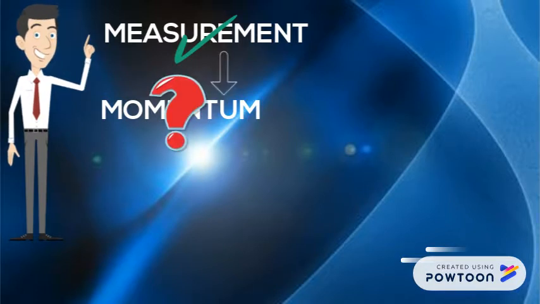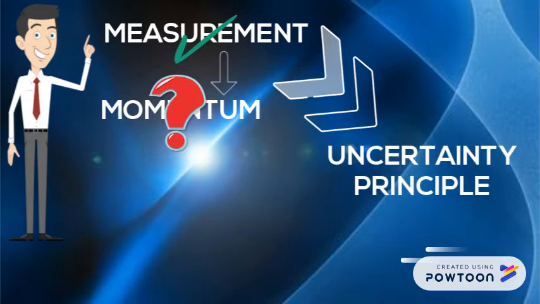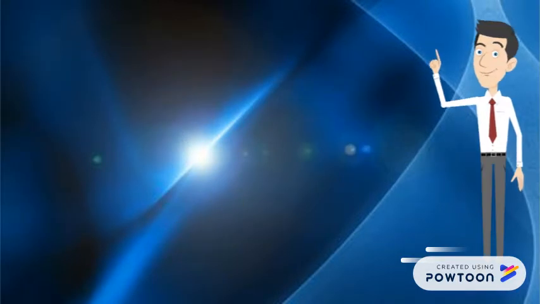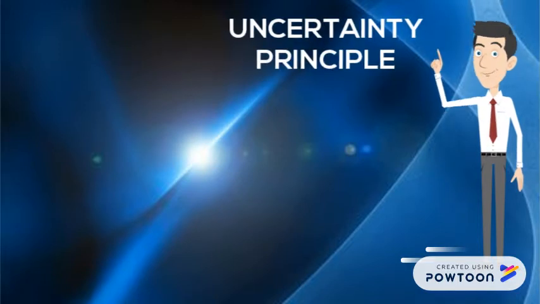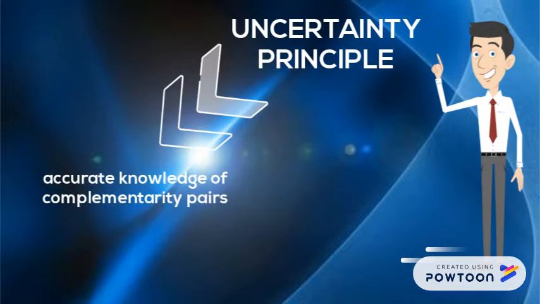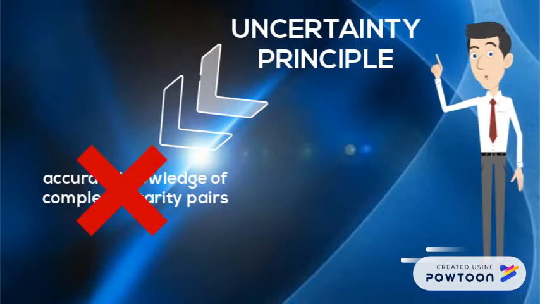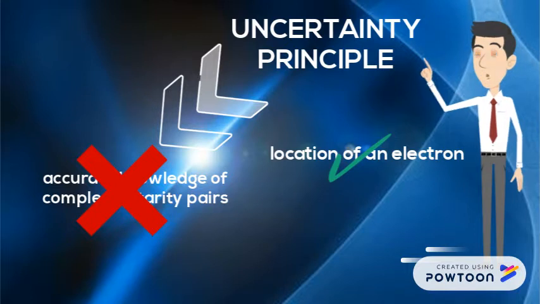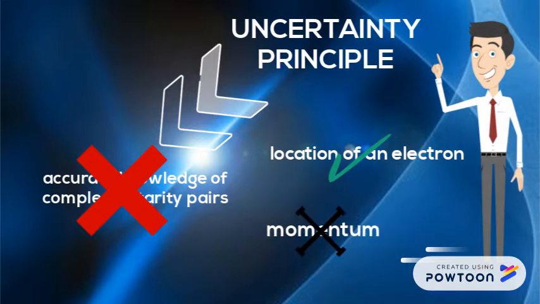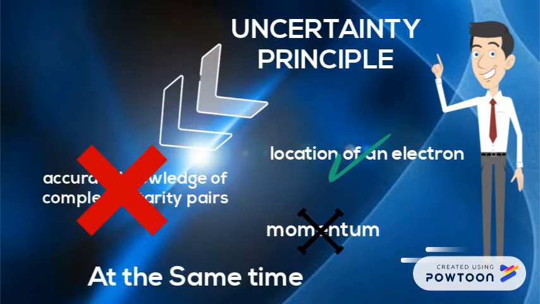This is what is known as the uncertainty principle, that certain quantities, such as position, energy and time, in its purest form, the uncertainty principle states that accurate knowledge of complementary pairs is impossible. For example, you can measure the location of an electron, but not its momentum or energy at the same time.